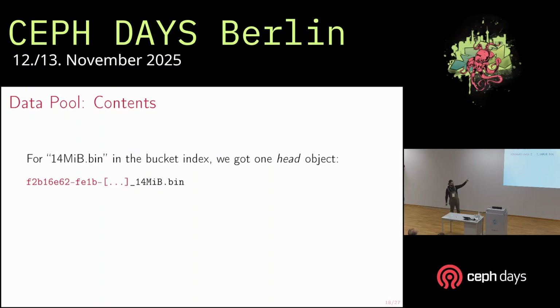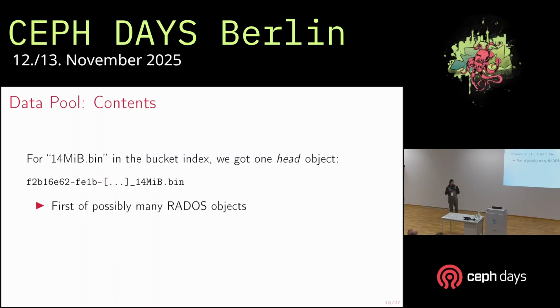Because what the RADOS Gateway tools do is they iterate through every object in the data pool, take that prefix, and then they can determine, okay, this belongs to that bucket, and then they can rebuild the index from that. But it's also super helpful for debugging, of course. And of course, the second part is simply the object name.